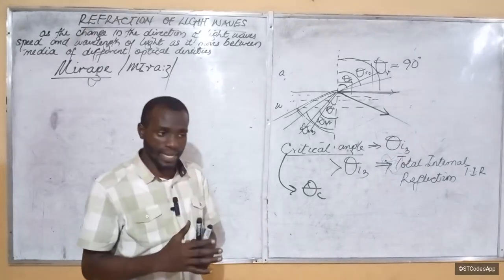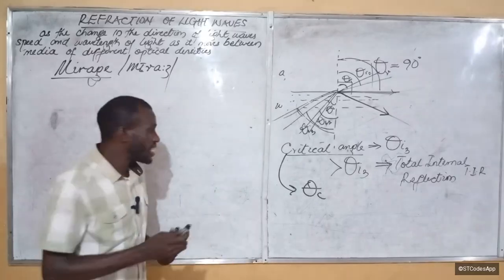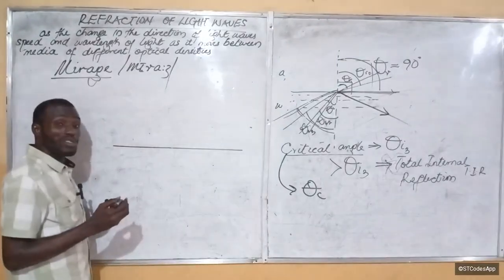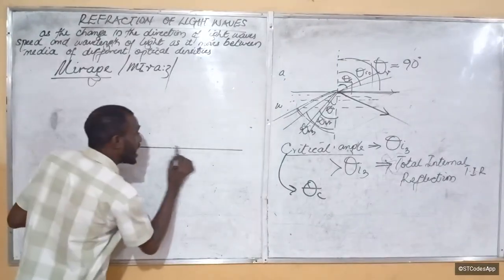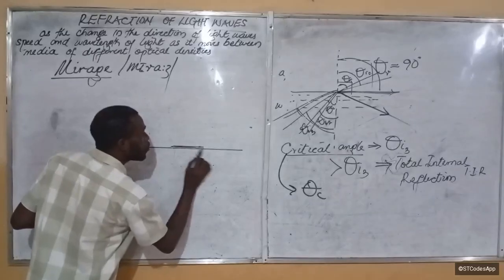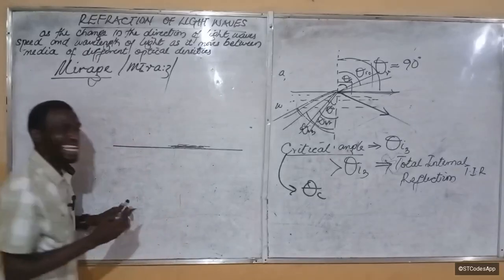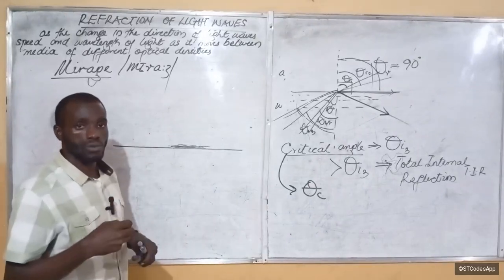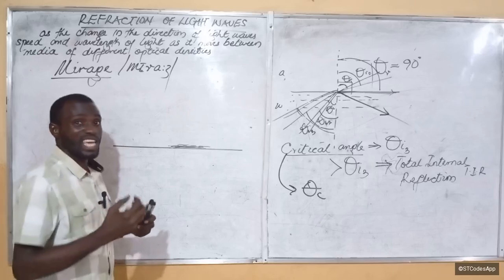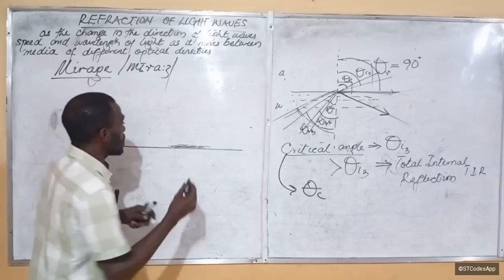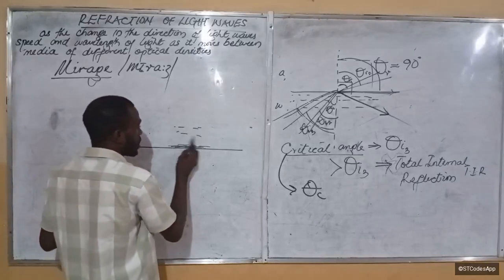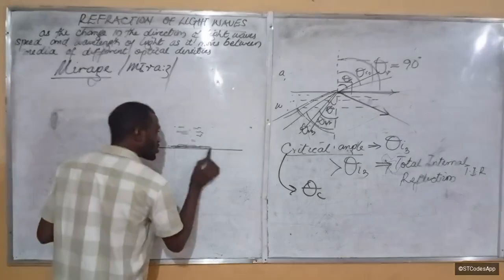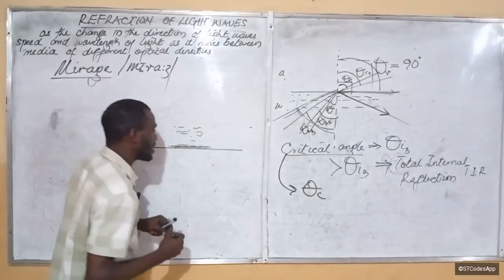Now what happens is that if this is the surface of that asphalt, because it's a hot sunny day, the air molecules that are closest to the surface there, they are hot. Now what is the major characteristic of hot air? It will be less dense. The air molecules that are higher up are cooler than the ones that are closest to the surface here. Let me explain that again.